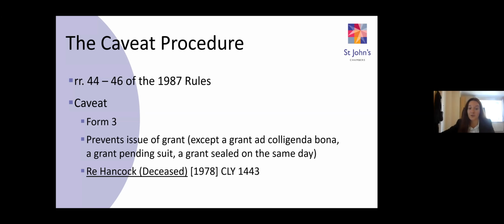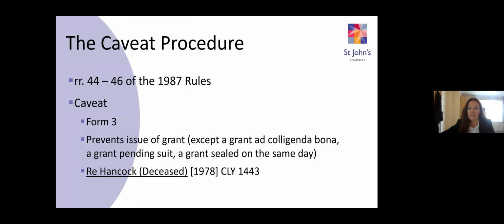A caveat can be withdrawn at any time before an appearance is entered, or a caveat can be discontinued in only 3 circumstances. Firstly, on an application by a person warning a caveat on the basis that the caveator has no contrary interest, or the caveator's claim is frivolous or vexatious. Secondly, by summons by consent between the parties, for example, where a settlement has been reached. And thirdly, after a citation.